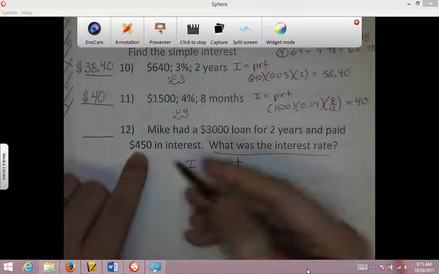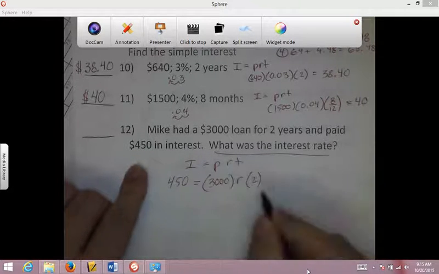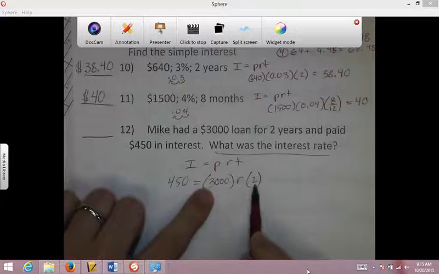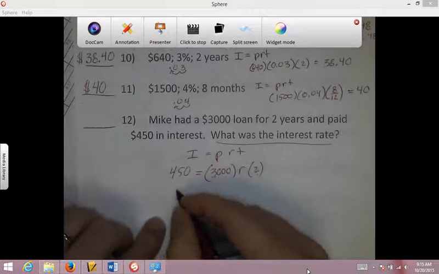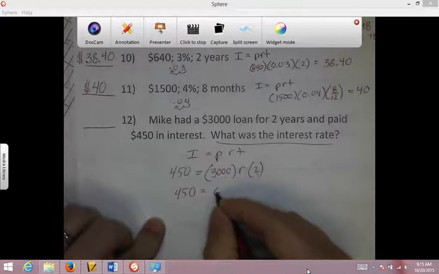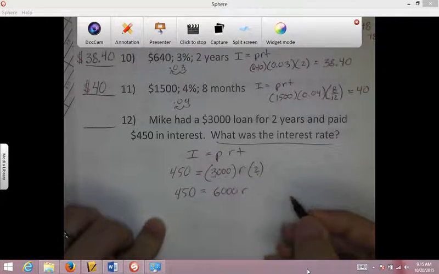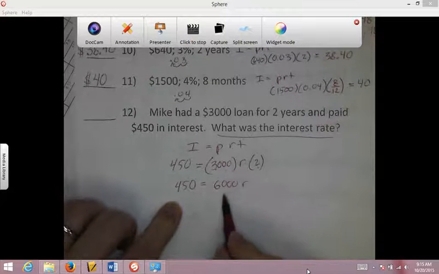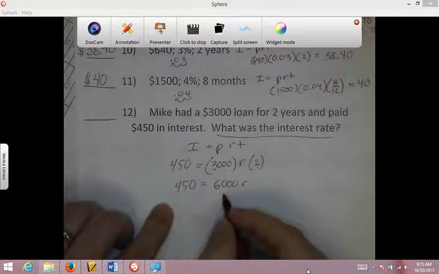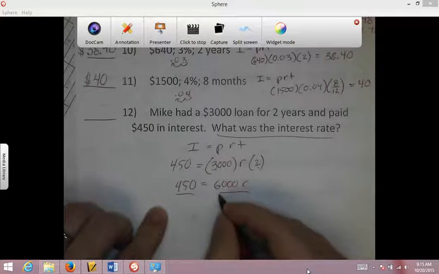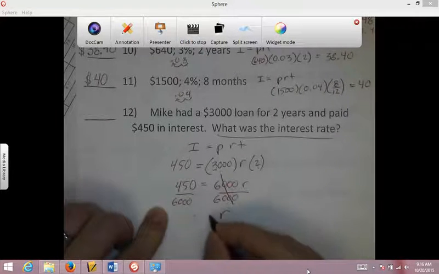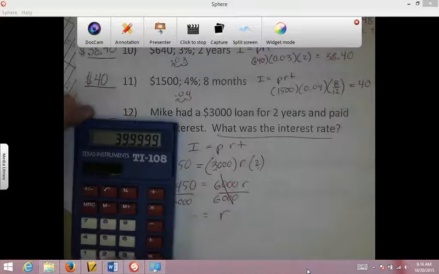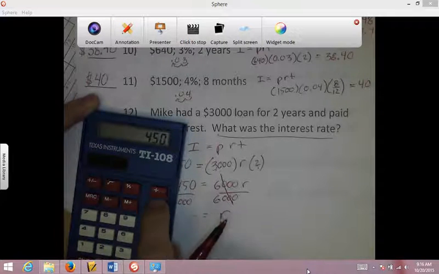So now we're going to simplify. 3,000 times 2, well, 3 times 2 is 6. 3,000 times 2 is 6,000. So now we have 450 equals 6,000 times R. So now to solve this, one-step equation, the coefficient, divide by it on both sides. You just divide by the number touching the letter, which is 6,000. That cancels, leaving R. On this side, we've got 450 divided by 6,000.